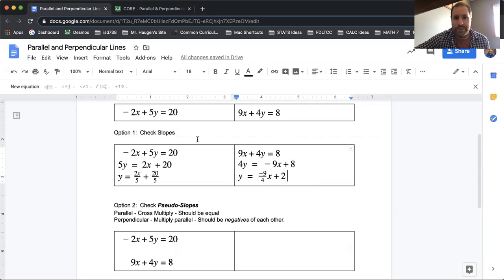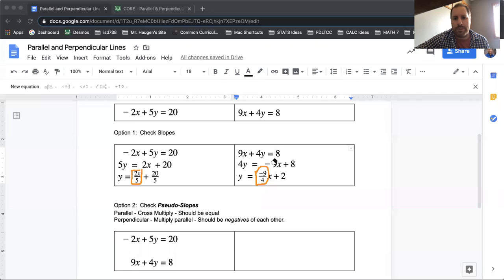So now all we need to do is check, are their slopes opposite reciprocals of each other? And so in here, when we go ahead and check that, the slope here is 2/5 on that one. 2/5 is the slope here. The slope here is negative 9 over 4. So the reciprocal of this would be 5 over 2, which is not the same as 9 over 4.